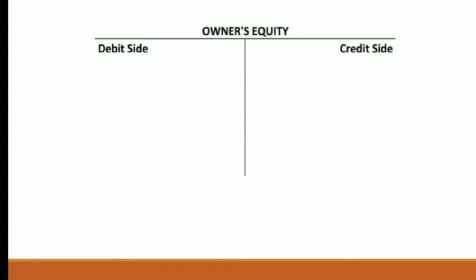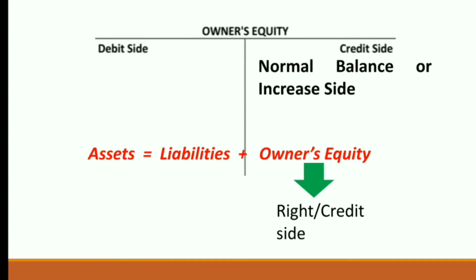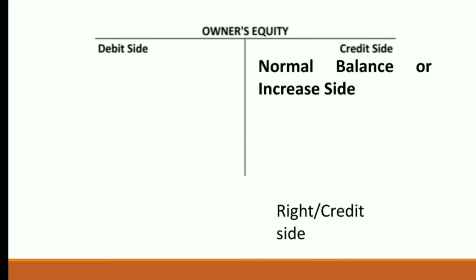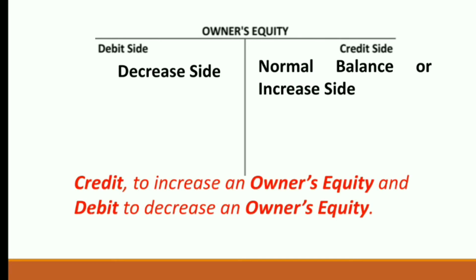In the basic accounting equation, the owner's equity is located at the right side or the credit side of the accounting equation. So this means that in the owner's equity account, the increased side or the normal balance must be located here in the credit side of the owner's equity account. And therefore, the decreased side of the owner's equity should be located here in the debit side. So therefore, credit to increase owner's equity and debit to decrease owner's equity.